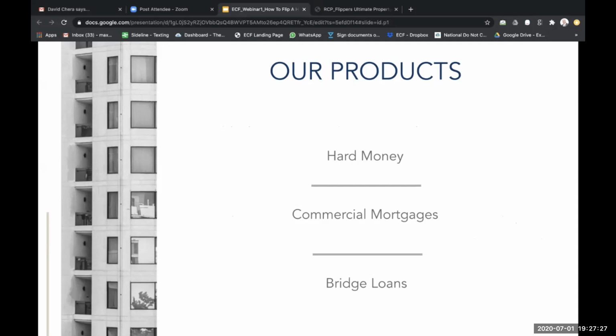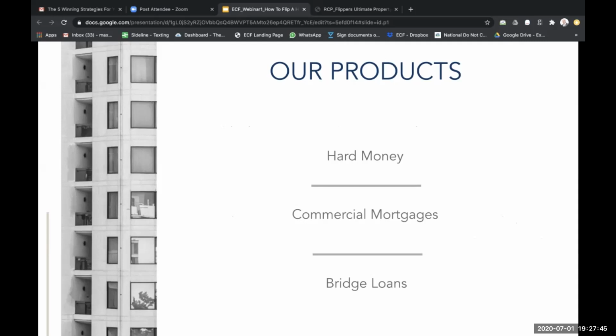So what does Express Capital do? We are nationwide hard money lenders. We specialize in fix and flips, 1 to 4s. We are not credit driven. No financials are required. We don't ask for any tax returns, no W-2s, no income verifications. It is all about the hard asset.